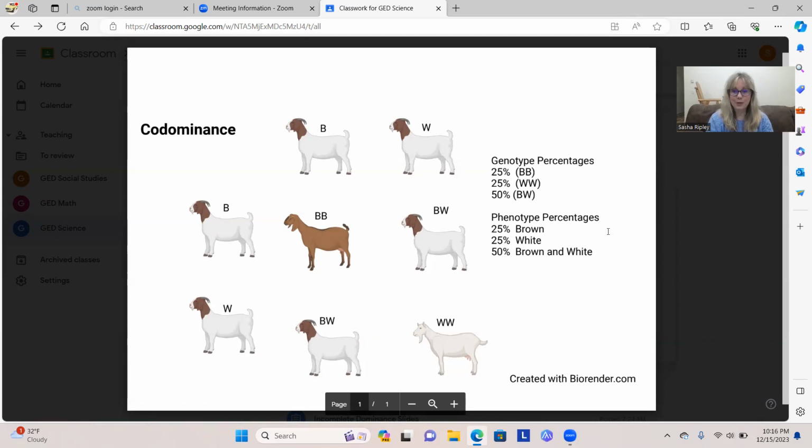And my phenotype percentages, 25% brown. This one turned out brown. 25% white. This goat turned out white. And 50% probability that two of the goats will be brown and white. Both of these offspring turned out to be brown and white.